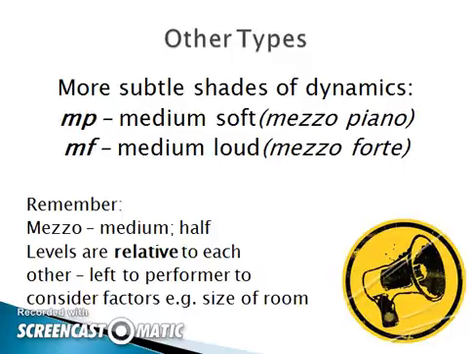There are more subtle shades of dynamics that occur between pianissimo and fortissimo. These are indicated by adding in a mezzo or M before the piano or forte dynamic. Mezzo means medium or half, so the definition of mezzo piano is medium soft as indicated by the MP, and the definition of mezzo forte is medium loud as indicated by the MF.